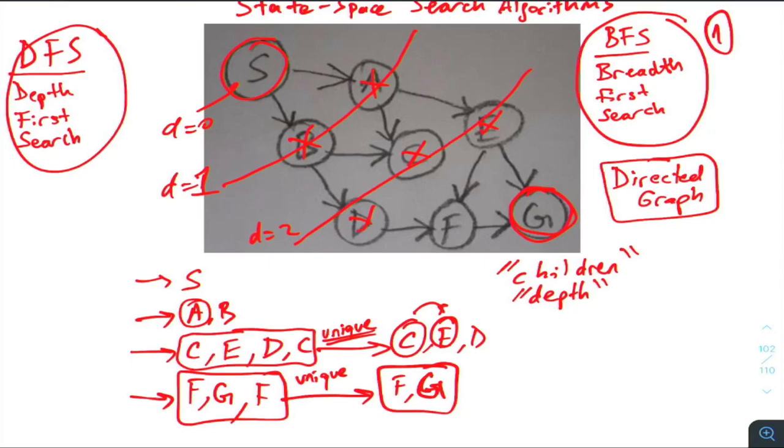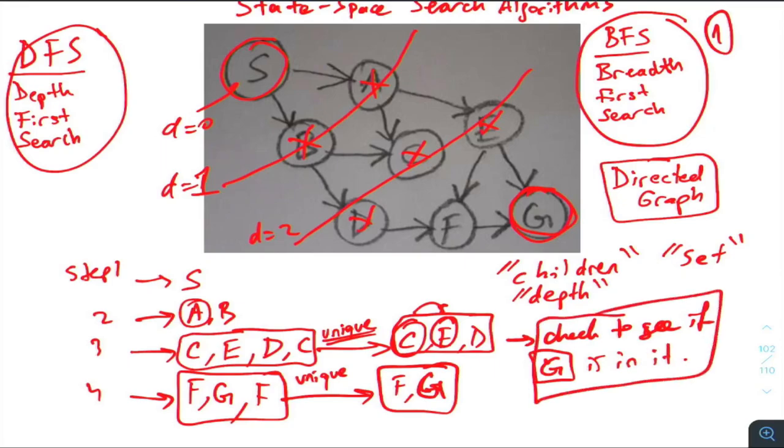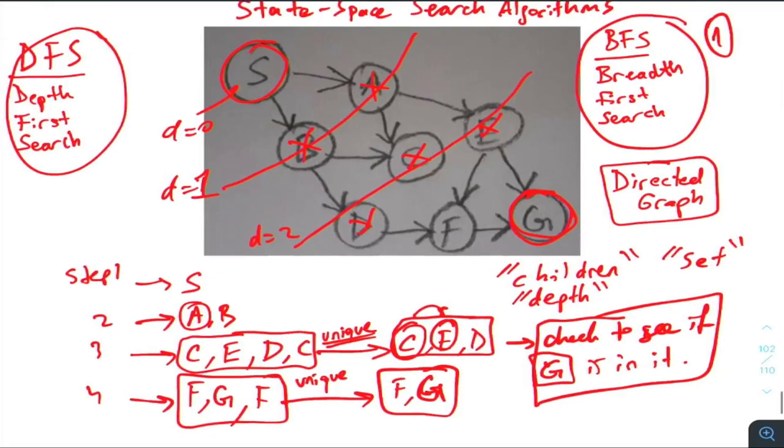And so what you will think about, I feel like, after each step, and let's call them step number 1, 2, 3, 4, you have that set, and check to see if G, the goal, is in it. You can write some function to do that.